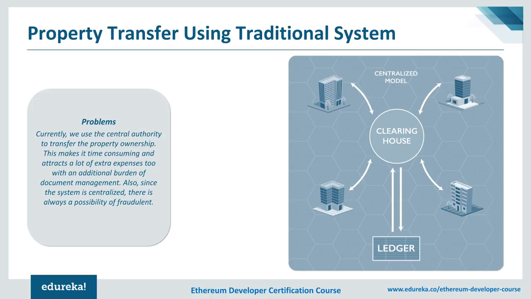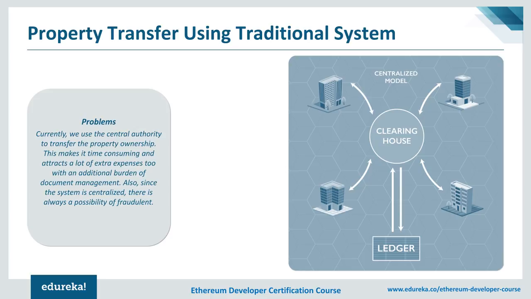Okay guys, so it's finally time that we commit to the demonstration that I had promised you at the beginning of the class. Before I actually start with the coding, let me just prep you up with the scenario that we are going to implement on blockchain. It's quite simple. Suppose you wish to transfer a property to your close one. Now, if you would do that with our existing system, you would find that there are certain problems or limitations. Since we use a central authority to transfer ownership of our property, this can cause delay, attract a lot of extra expenses, and also there's a chance of fraud.